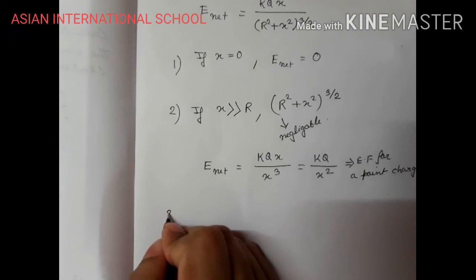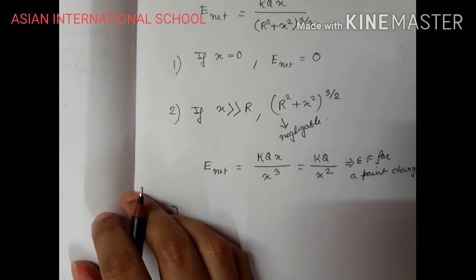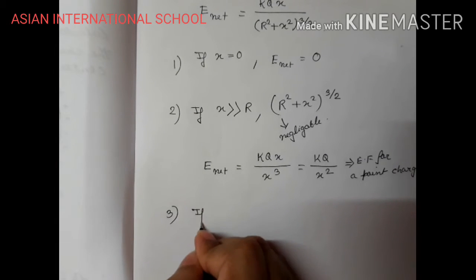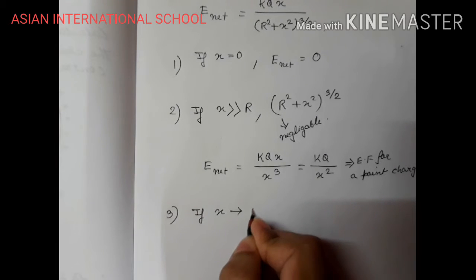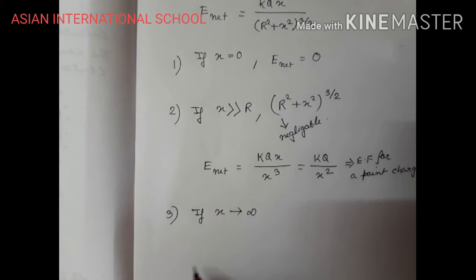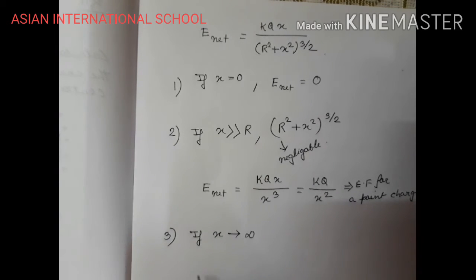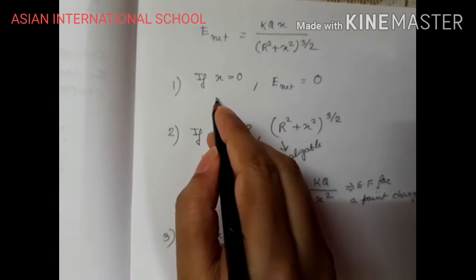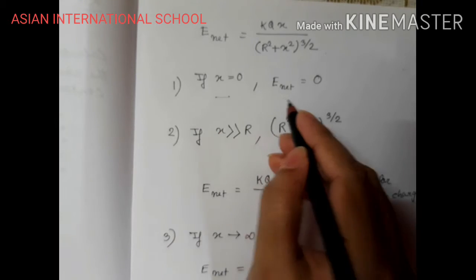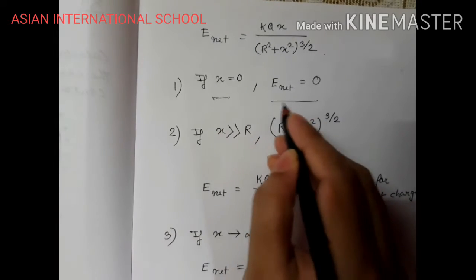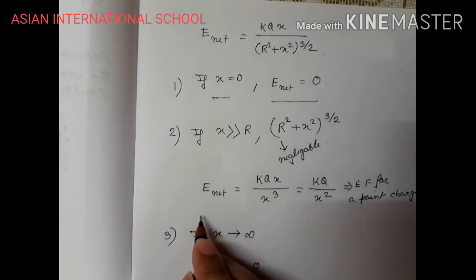Next, if x tends to infinity, that means very far, what will happen? If I put infinity in place of x, my E net becomes 0. So from these three cases, the electric field at the center is 0, and the electric field somewhere in between is nonzero.